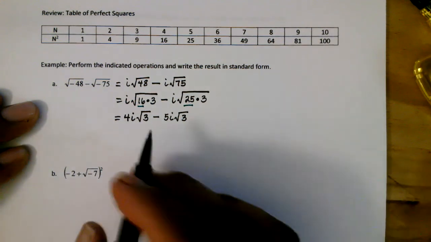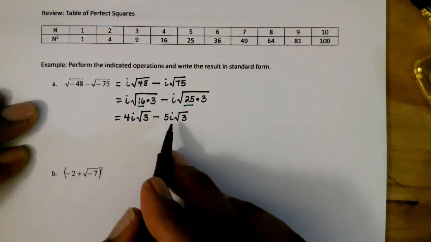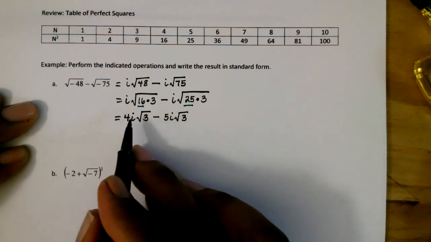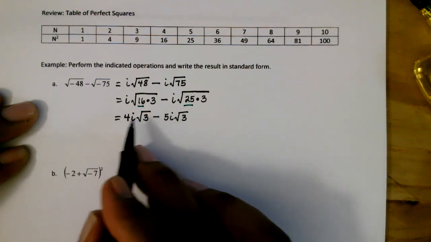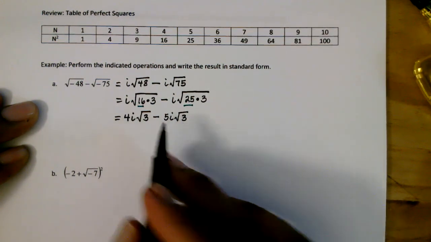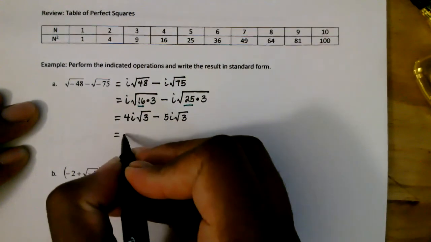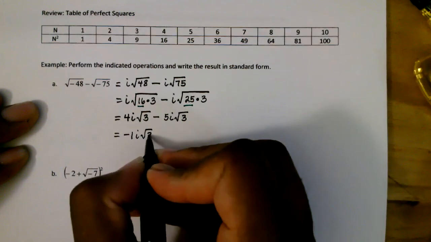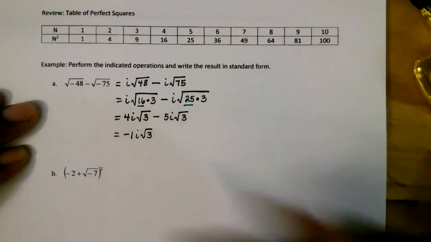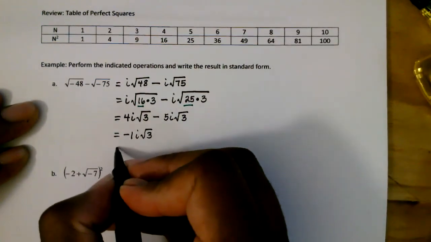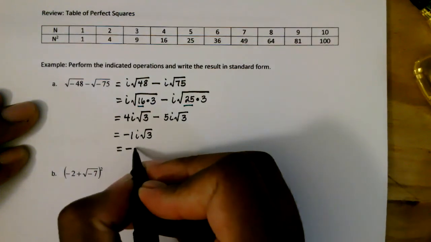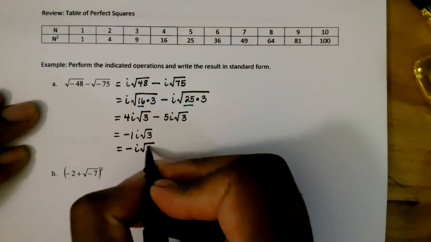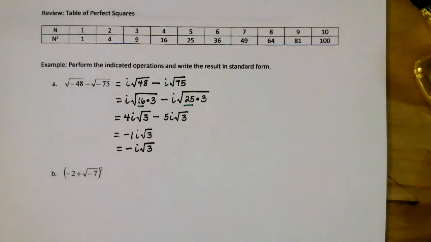Now notice we have like terms here. i square root of 3, i square root of 3. So we can subtract our numerical coefficients. 4 minus 5 will end up being negative 1. So I'm going to have negative 1 times i square root of 3. But I can, of course, do without that 1, because it's understood to be a 1 in front. I can write it as negative i square root of 3 as the final answer.